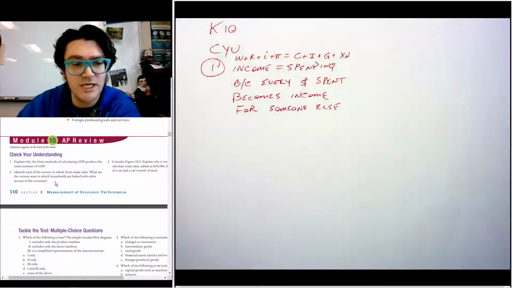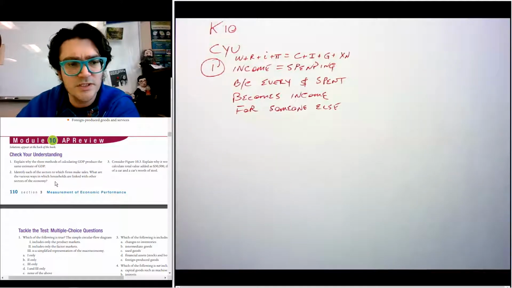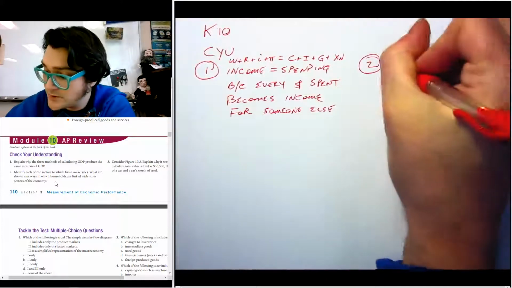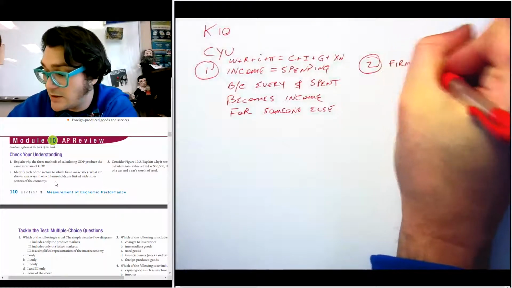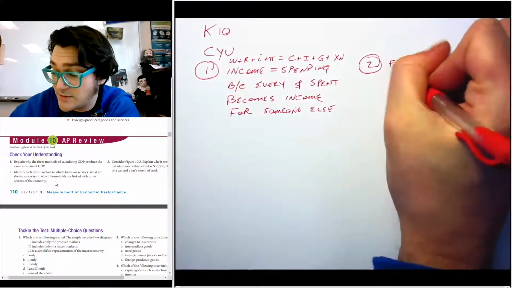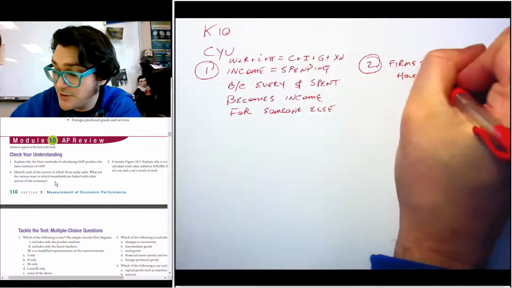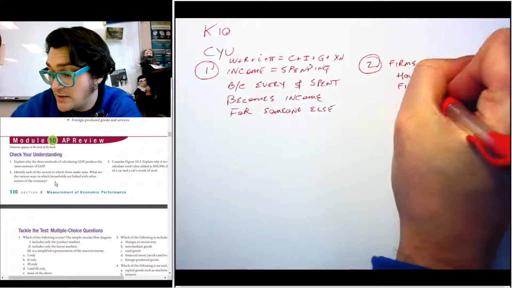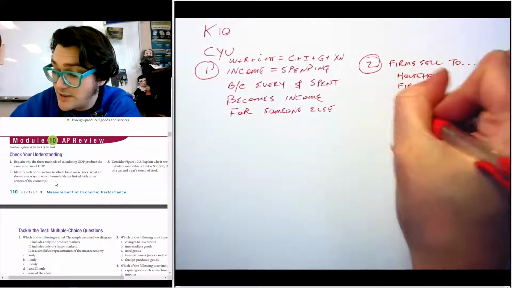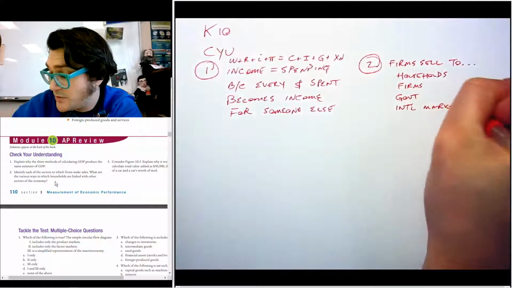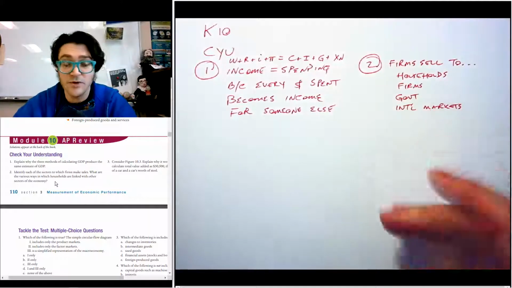Okay, question number 2 says, identify each of the sectors to which firms make sales. What are the various ways in which households are linked with other sectors of the economy? And so we would say, firms sell to, first off, we know they sell to households, and that's part of the circular flow. But second off, we know they sell to other firms, and they sell to the government and the international markets. So we could really say they sell to all 4 of those.